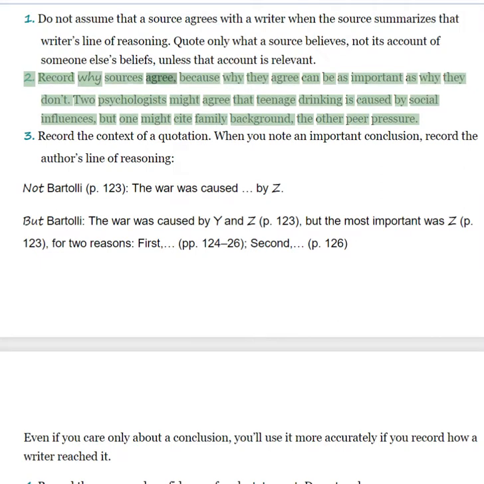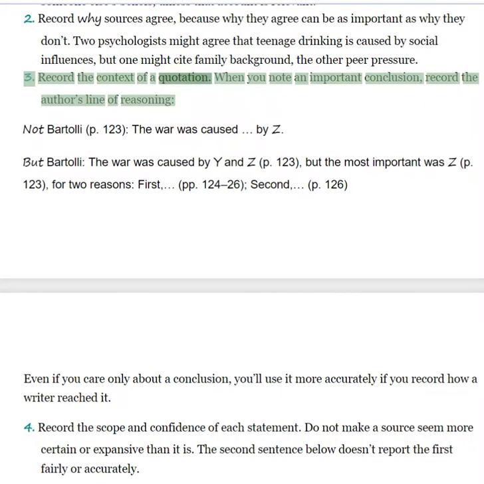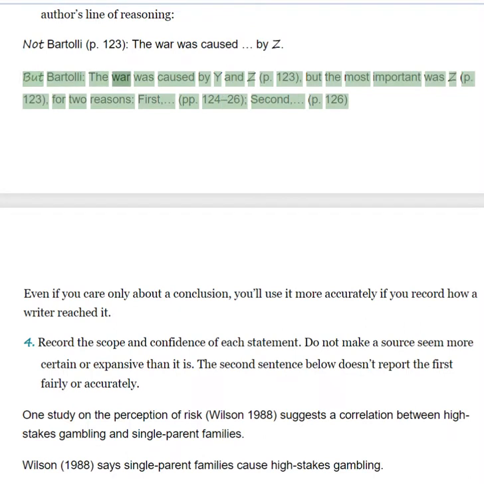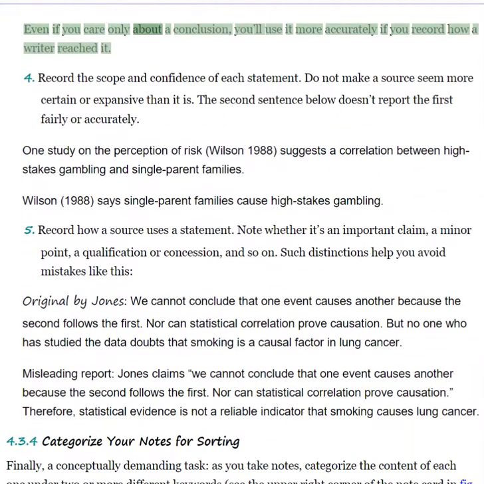2. Record why sources agree, because why they agree can be as important as why they don't. Psychologists might agree that teenage drinking is caused by social influences, but one might cite family background, the other peer pressure. 3. Record the context of a quotation. When you note an important conclusion, record the author's line of reasoning. Not "Bartley: the war was caused by Z," but "Bartley: the war was caused by Y and Z, but the most important was Z, for 2 reasons. First, second..." Even if you care only about a conclusion, you'll use it more accurately if you record how a writer reached it.